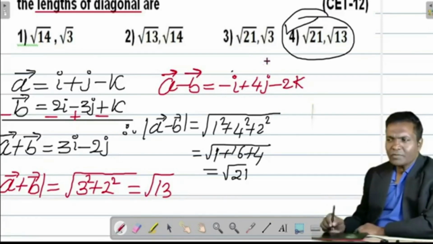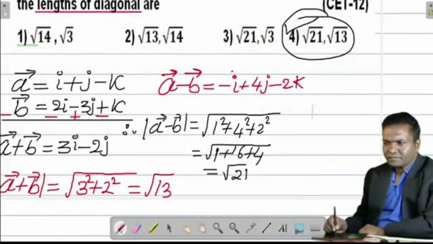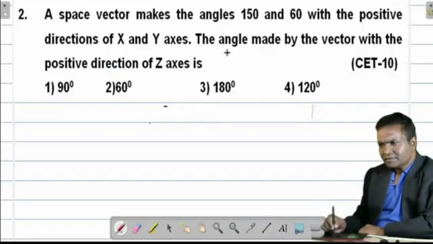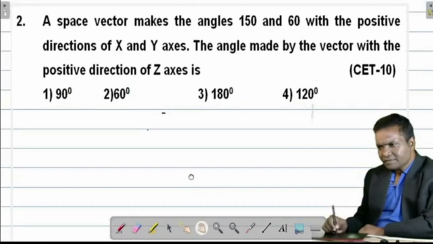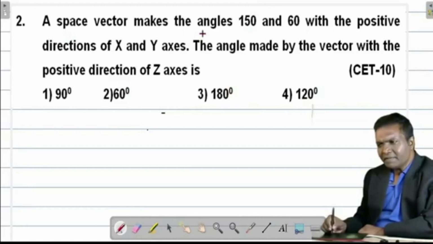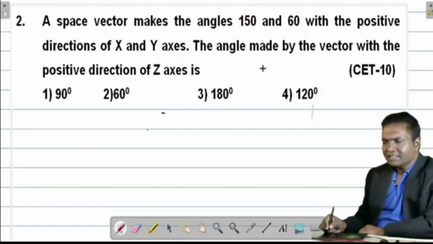So let's move on to next question. Look here. A space vector makes angles 150 degree and 60 degree with positive direction of x and y axis. The angle made by the vector with positive direction of z axis.